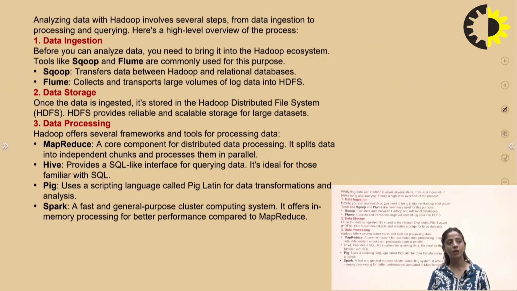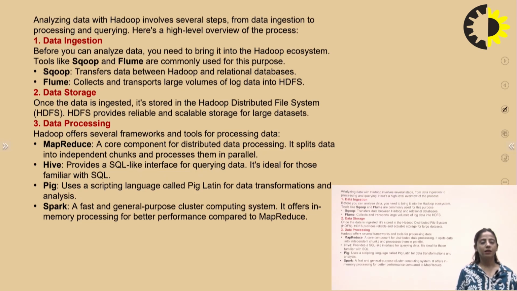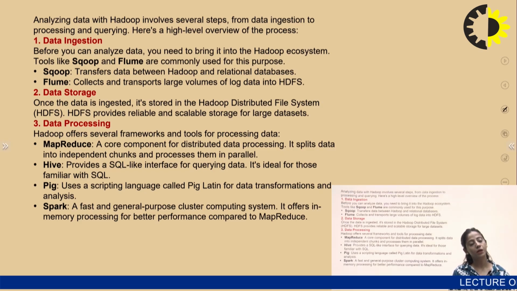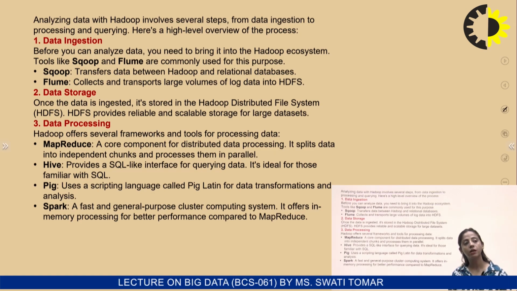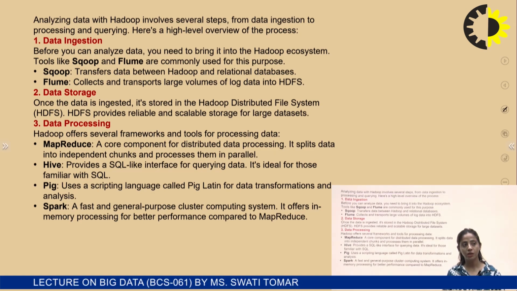Analyzing data with Hadoop involves several steps from data ingestion to processing and querying. Here's a high-level overview of the process. Number 1, data ingestion. Before you can analyze data, you need to bring it into the Hadoop ecosystem. Tools like Sqoop and Flume are commonly used for this purpose. Sqoop transfers data between Hadoop and relational databases. Flume collects and transports large volumes of log data into HDFS.